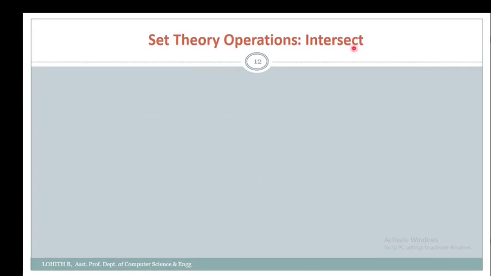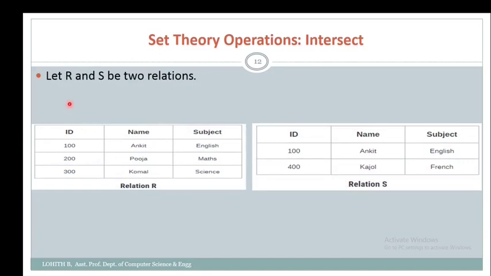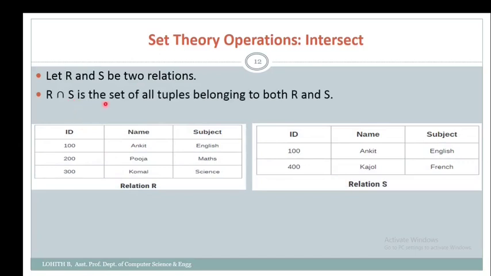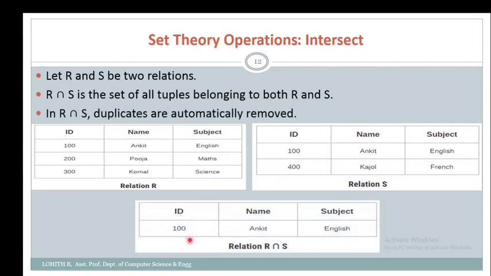Let us understand the intersect operation. Let us consider two relations, R and S. R intersect S is the set of all tuples belonging to both R and S. So the set of tuples belonging to both R and S is only one tuple, with the ID 100.